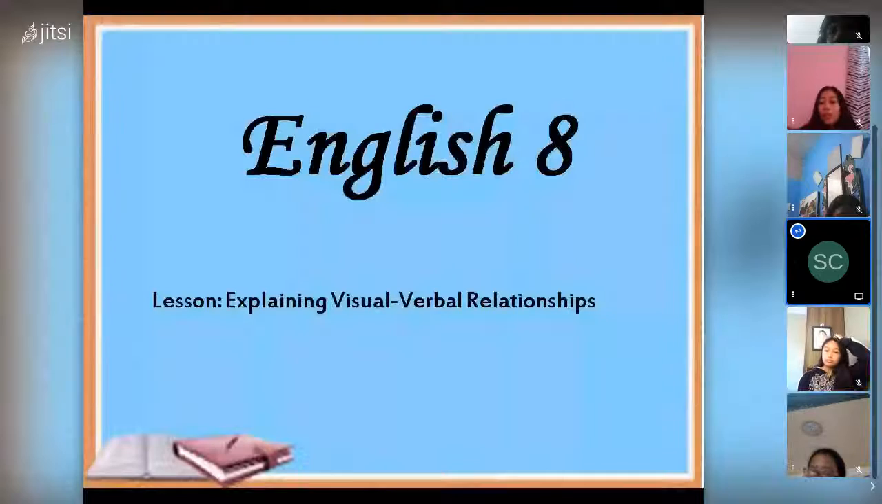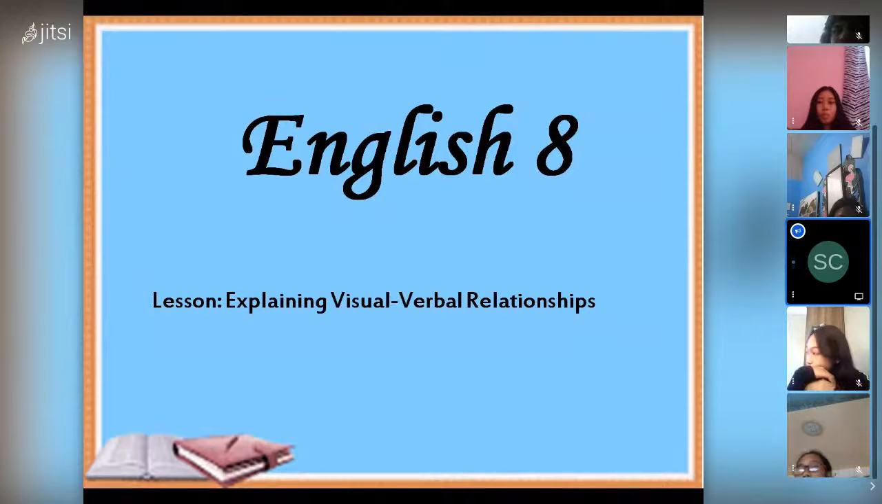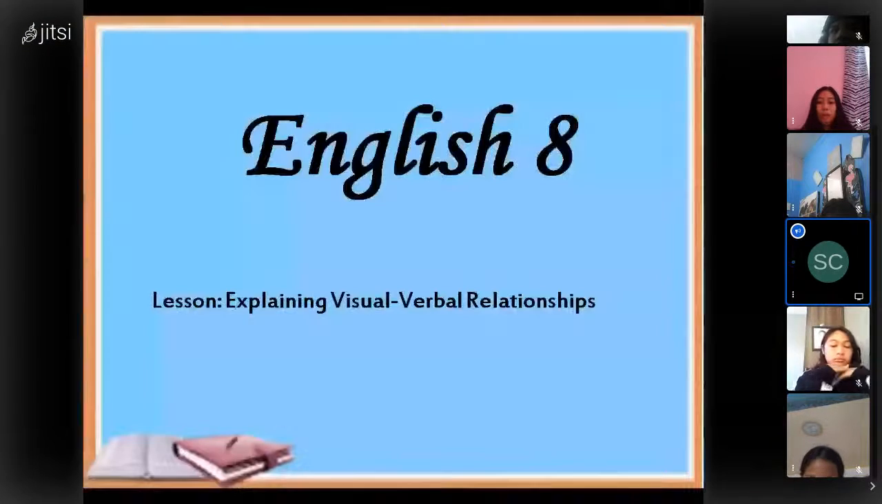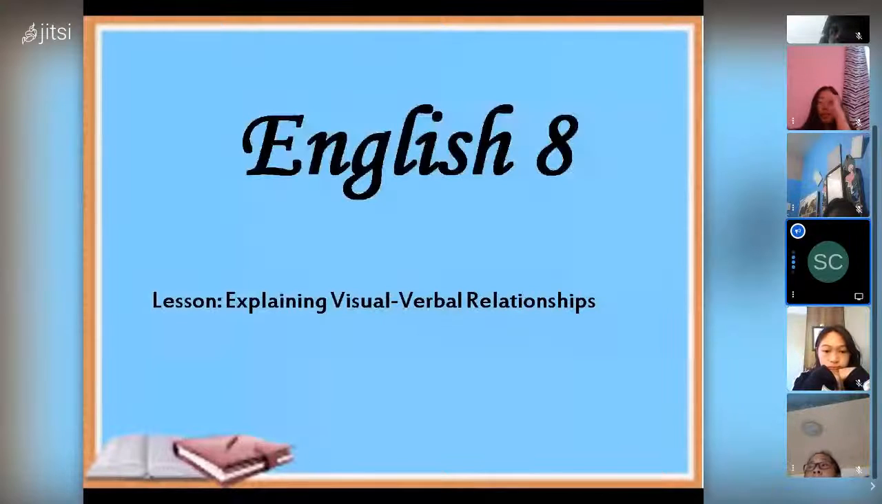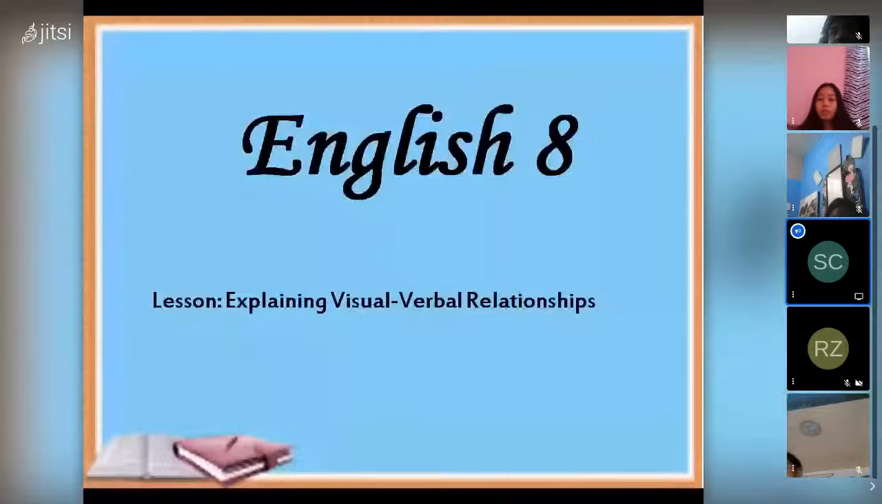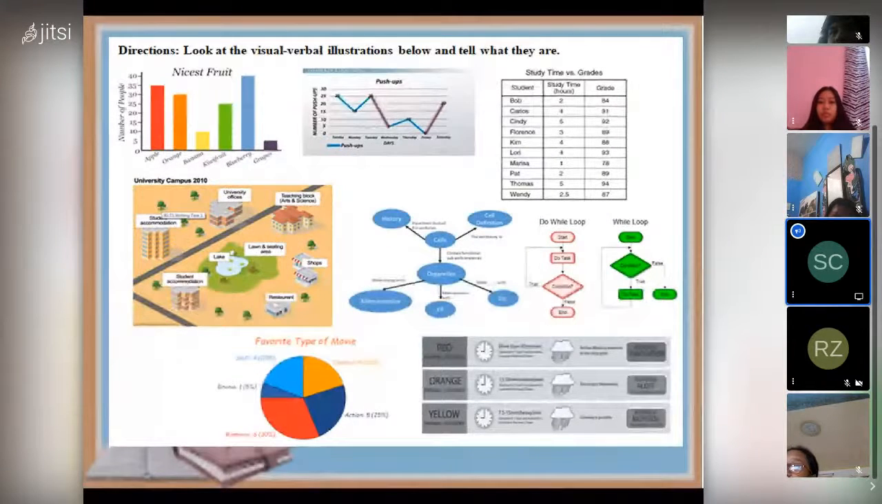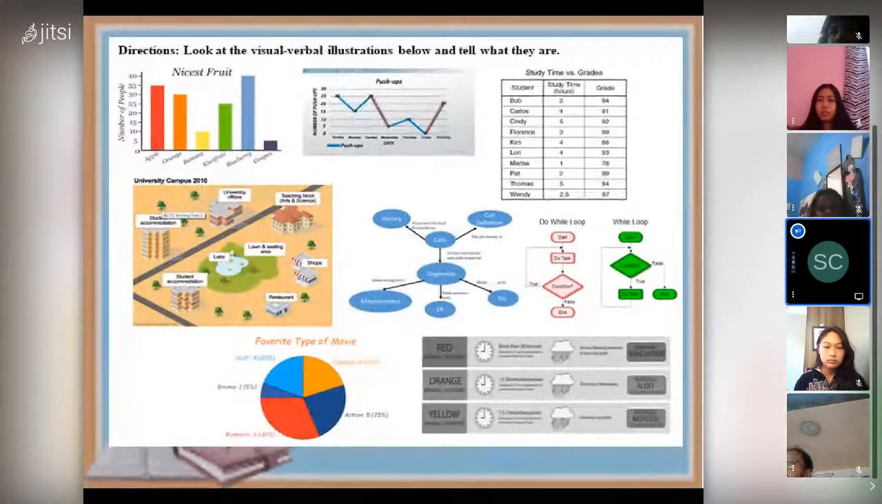So here, sir, you might be asking, what is this? In this lesson, you will be able to make an expository text. Explain the facts, explain the details using visual verbal relationships or illustrations. You might be asking, sir, what are visual verbal illustrations? So here are the examples of the visual verbal illustrations.